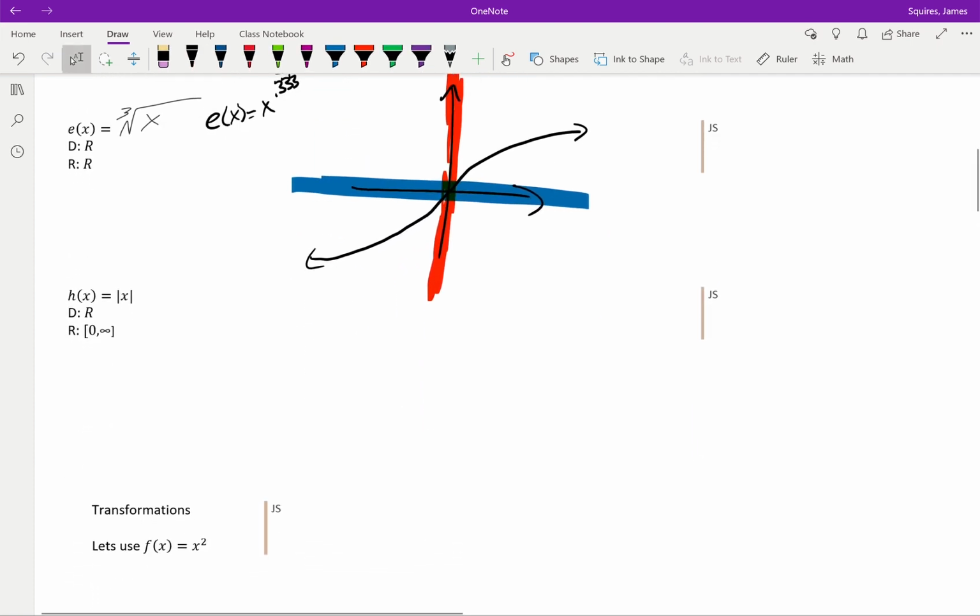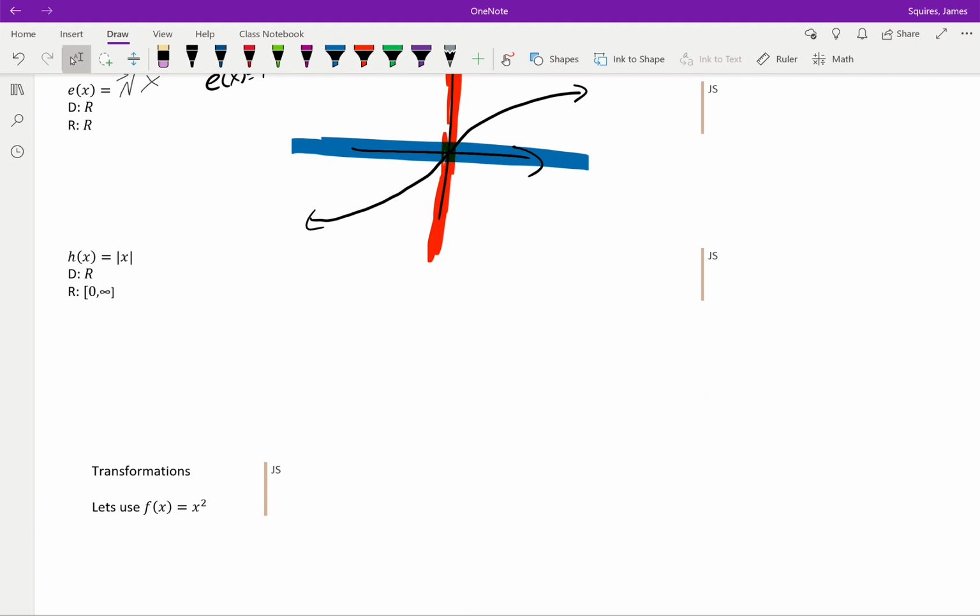Alright. Last but not least, we're going to be looking at h of x equals the absolute value of x. We would graph that function. It is this V guy.